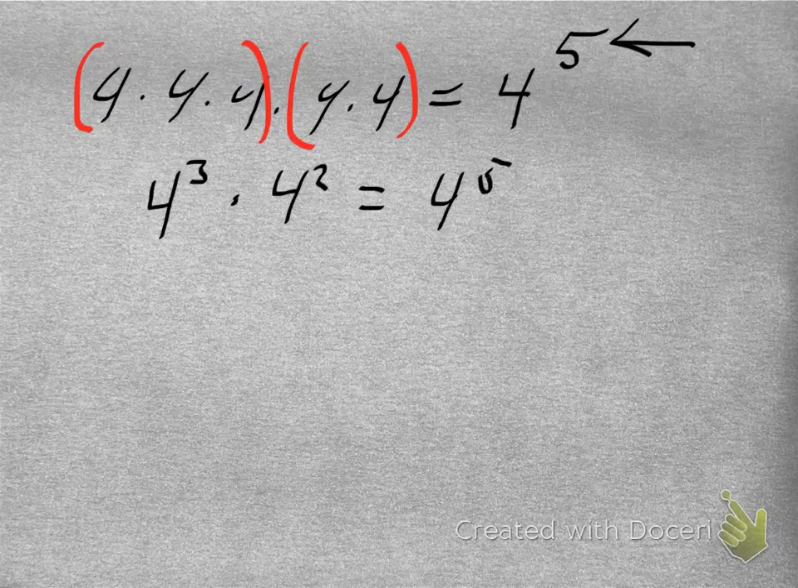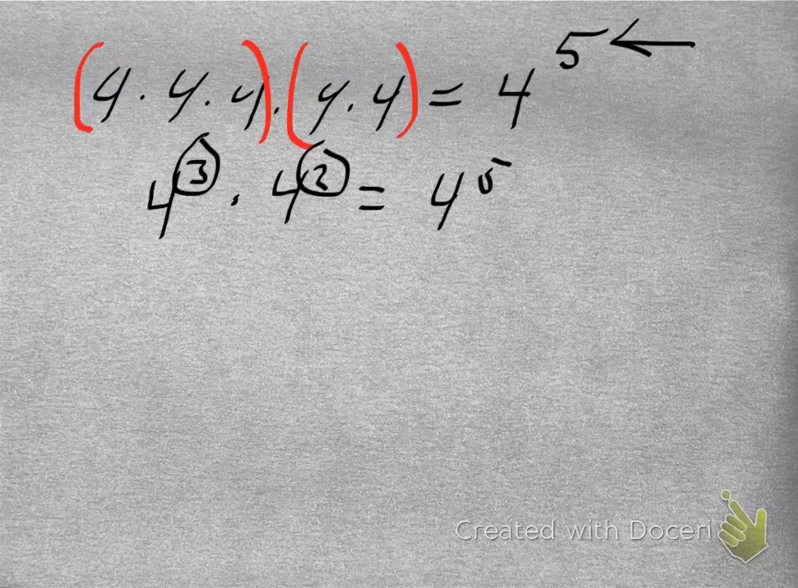Now, if I multiply those together, I'm going to obviously get the same thing, 4 to the 5th. So what am I going to do with these exponents up here? You're going to add them together. That's right. Because what they're really doing is counting how many 4s I multiplied together. And that's pretty much the rule for tonight.